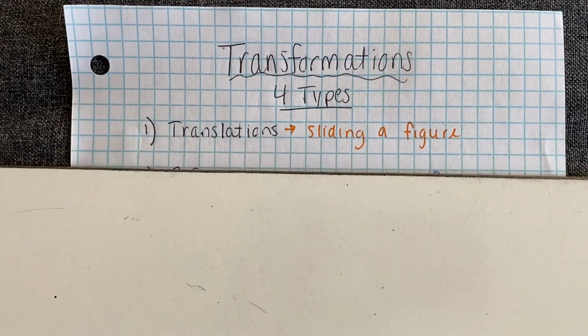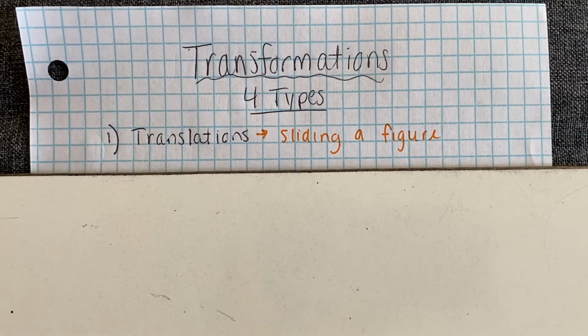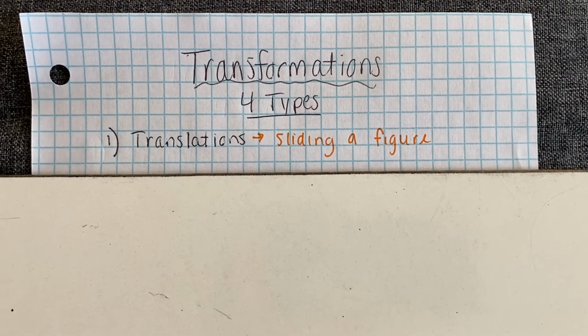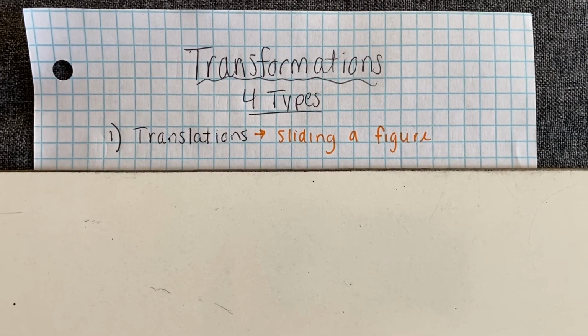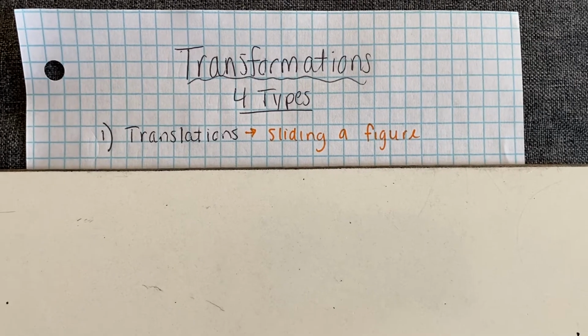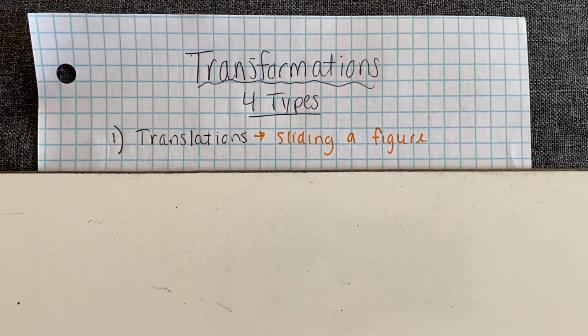The first one is translations. So that just means that you're sliding a figure on a graph or a coordinate plane. It just means you're moving the same shape up, down, left, or right. Nothing else changes. It's kind of like if you're on a skateboard, you're just moving. You're not changing, the place you're at is changing.